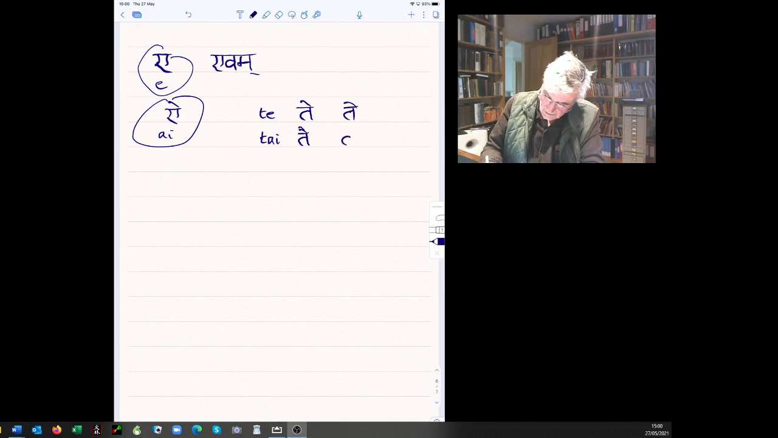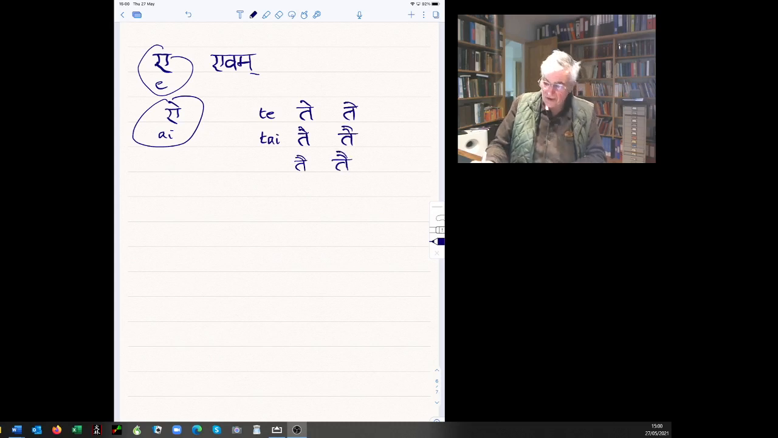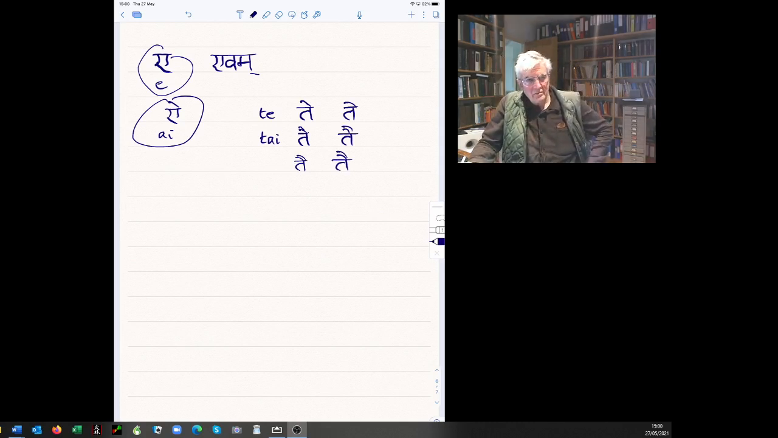Te, tai. Now you may have noticed, I did that deliberately, that when I wrote this first tai, I put the crossbar first, then put the ai on top. And when I wrote it the second time, I put the crossbar last. It's a matter of preference and style. It doesn't really matter. I don't know what school teachers are currently teaching people in India. As I say, I've seen it done in different ways on various calligraphers and even ordinary handwriting showing how to do it.